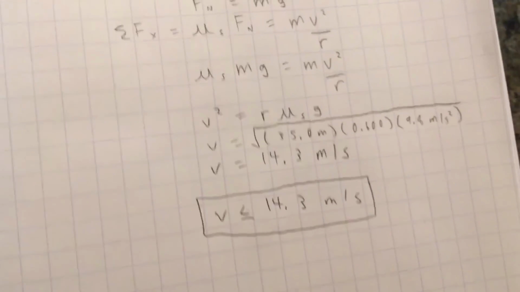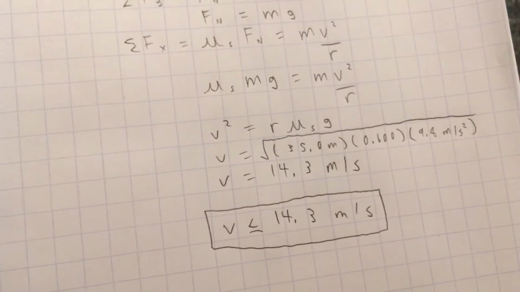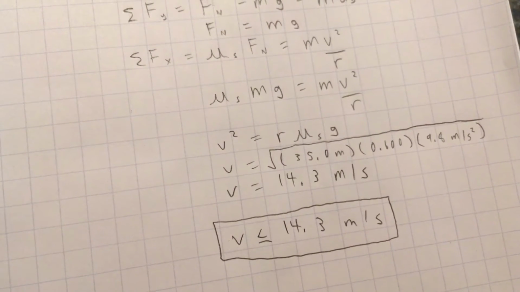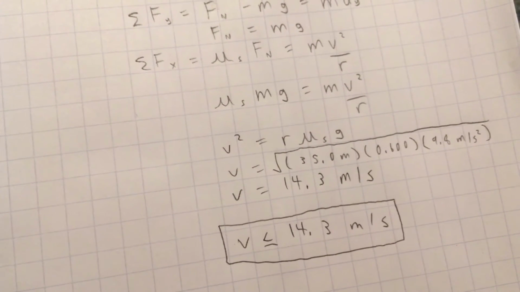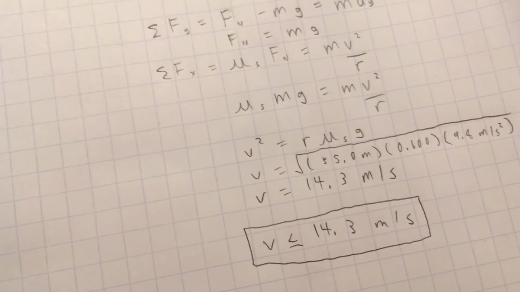And then solving for v by plugging in the known values, we get v is equal to 14.3 meters per second. So any value below and including 14.3 meters per second will have the crate not slipping.